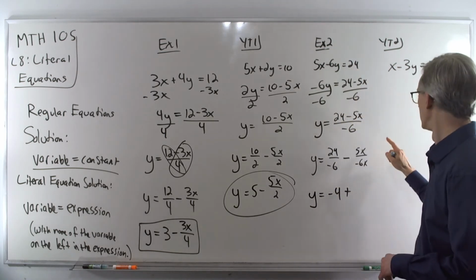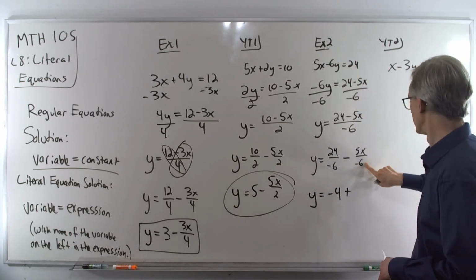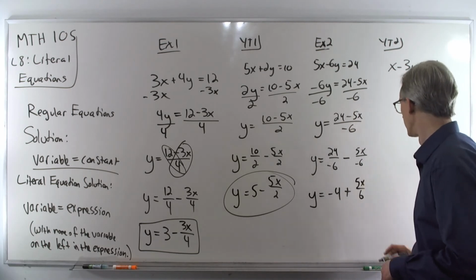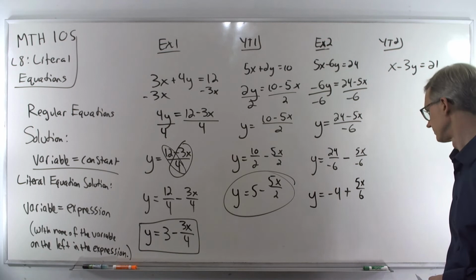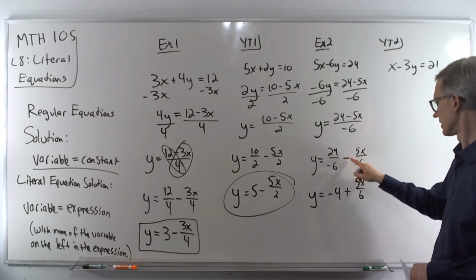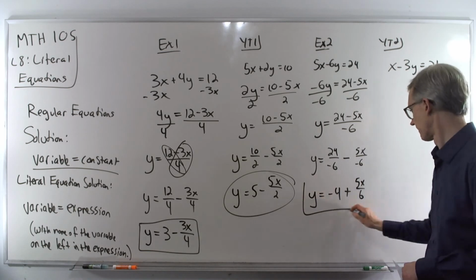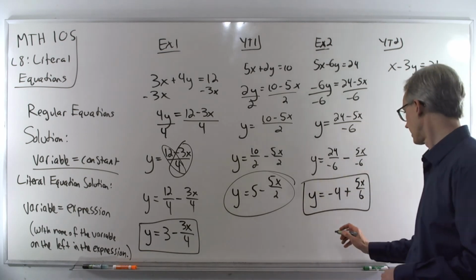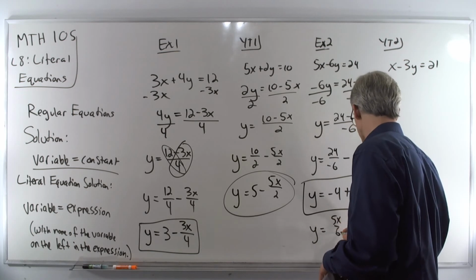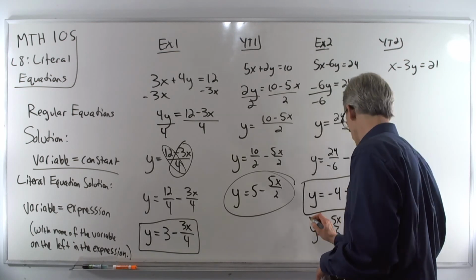plus 5x over 6. Basically, a negative times a negative turns this positive. And you can also write this as y equals 5x over 6 minus 4.